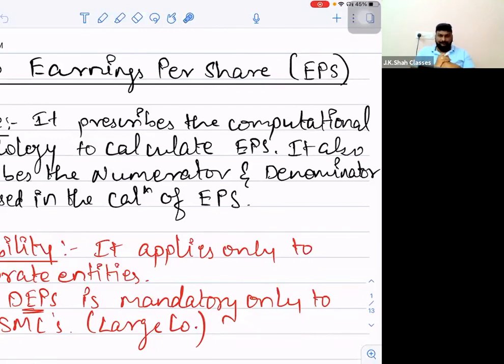There should be uniformity. Because if there is uniformity in the calculation of EPS, an investor can blindly compare it with other enterprises. Means, for a simple instance, I want to invest in pharmaceutical companies. So what are the pharmaceutical companies available to me?